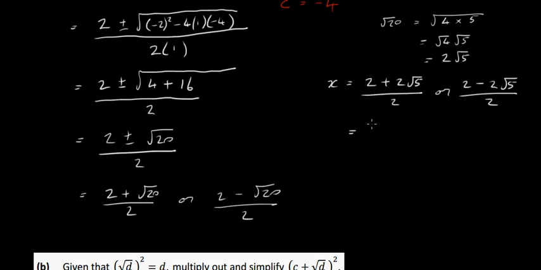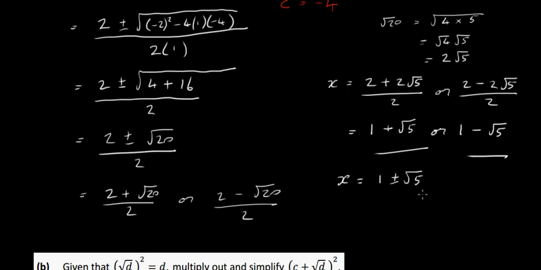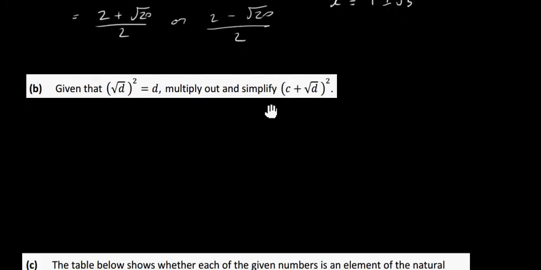So 2 into 2 was 1. 2 into 2 here is 1, and we just get root 5. Or 2 into 2 is 1 minus root 5 here. So these are our 2 answers. So really, we've got to write it the way they asked us. So x is equal to 1 plus or minus root 5. Okay, so that's that one done. Let's move on to the next part then.